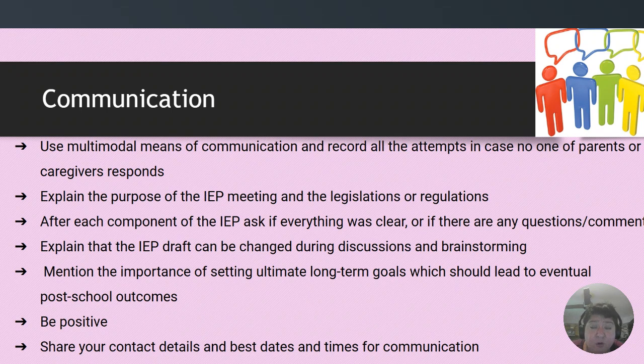After every component explained during the IEP meeting, we need to ask whether it was clear, or if there is some feedback or comments or questions. So we also need to brainstorm and discuss, and we need to make sure that these goals are not only for a year, but they are long-term goals which should lead to eventual post-school outcomes. Of course, we need to use positive language and verbiage. We need to be positive.